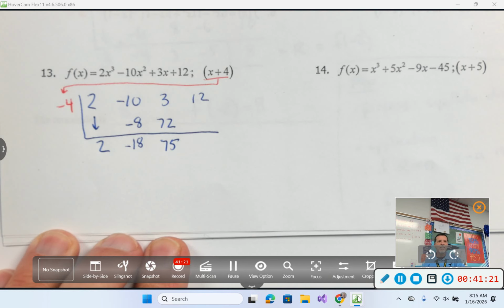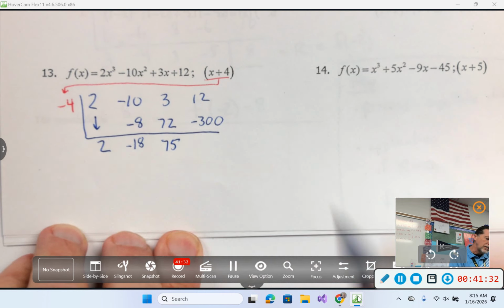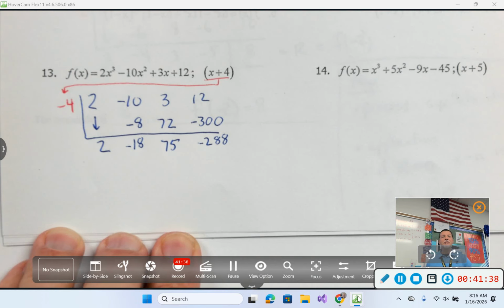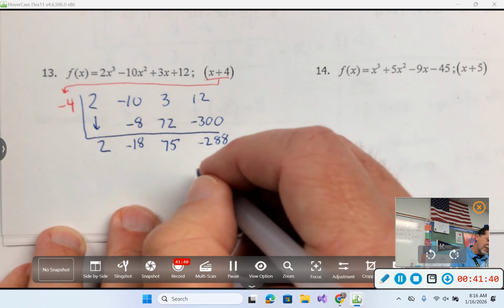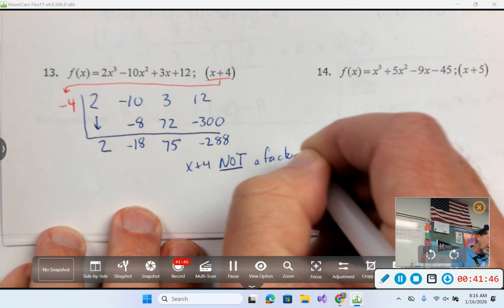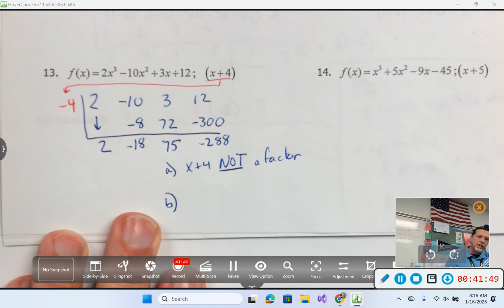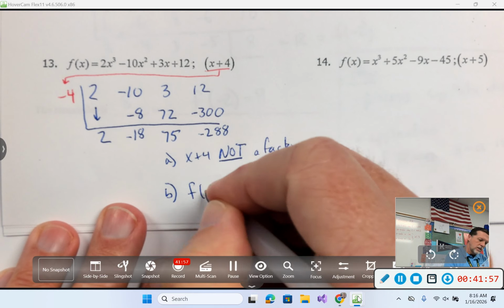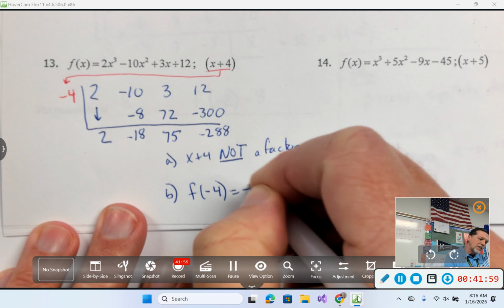But if you're going to multiply a big number by 4, 75 is not a bad one. 75 times 4? What's 75 times 2? So double it. 150. And then double that, 300. So negative 300. So negative 288. Definitely not a factor. But then what else do we want to say? That's statement A, x plus 4 is not a factor. We say that f of 4, careful, or f of negative 4, excuse me, is negative 288.